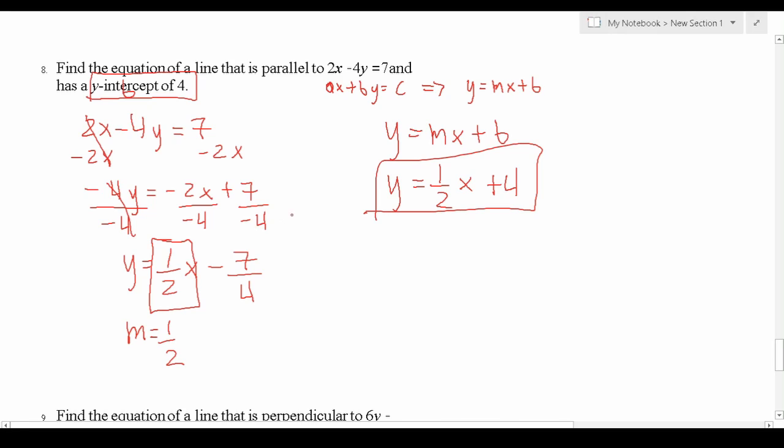So in other words, this line is parallel to this line, which looks like this in slope-intercept form. So these two lines are parallel, and this would be our answer to the question. Again, you can see the slopes are the same. We have our y-intercept, and we're done. Okay?